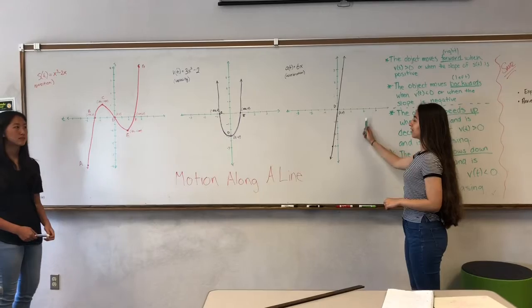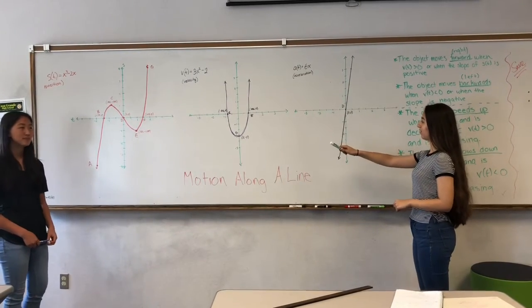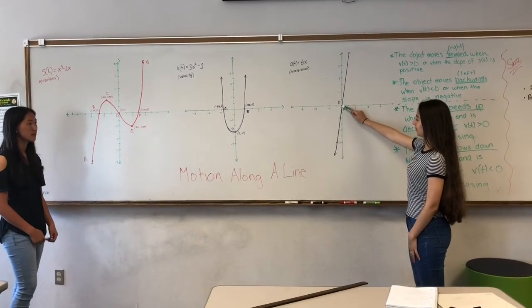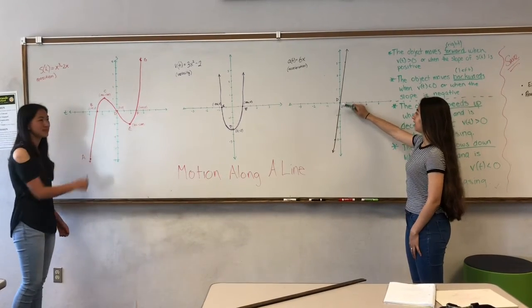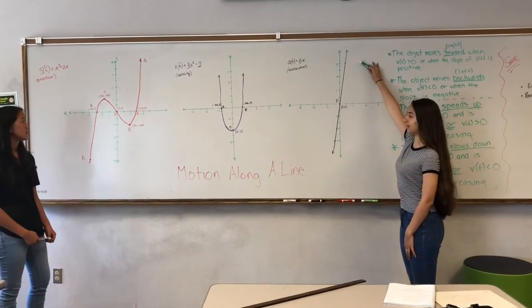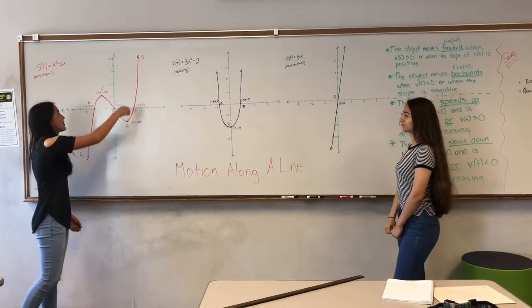So the acceleration graph can determine the concavity of the position graph. And when the acceleration graph is negative, then the position graph is concave down right here. And then when the acceleration graph goes to positive values, the position graph is concave up.